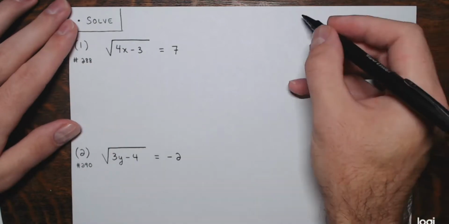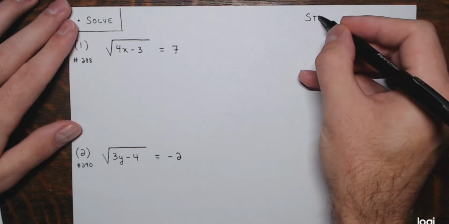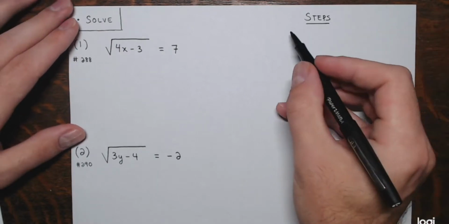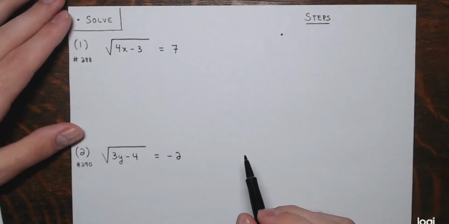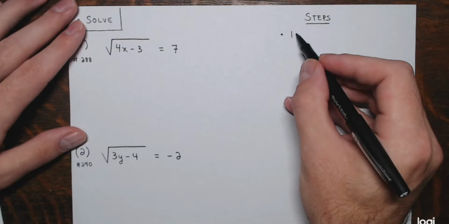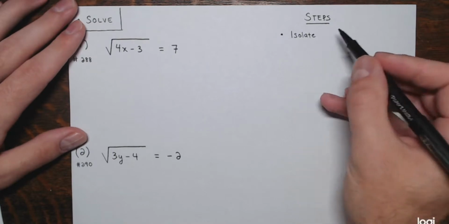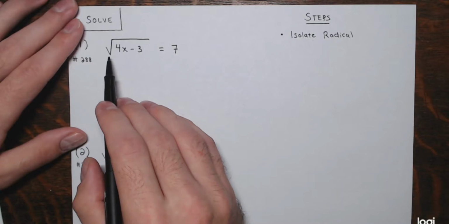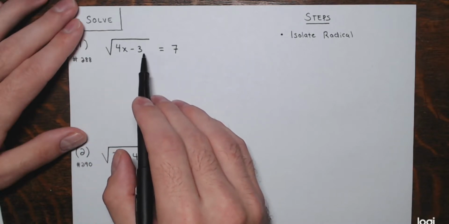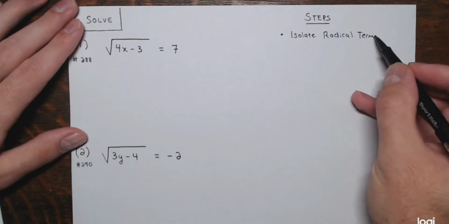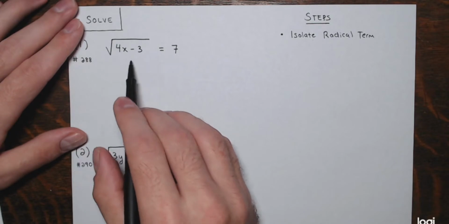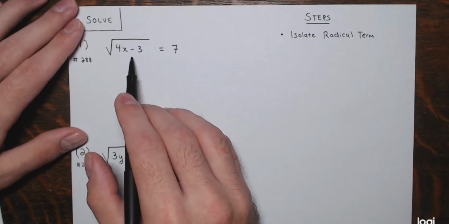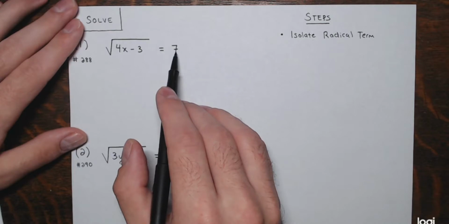Alright, so I'm going to write off to the side here the steps I'm going to follow in every single one of these exercises. The first step is going to be to isolate a radical, which for this first example is already done. You see the radical term on the left is already by itself. There's nothing added to it, nothing subtracted from it. The radical term is alone, and then everything else on the other side.